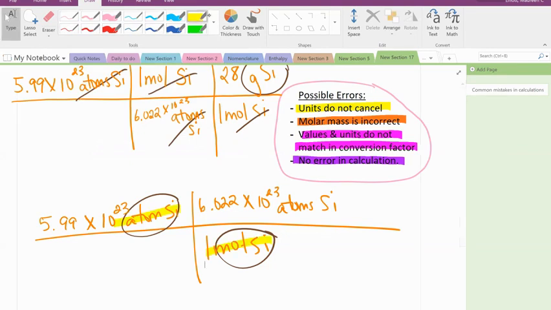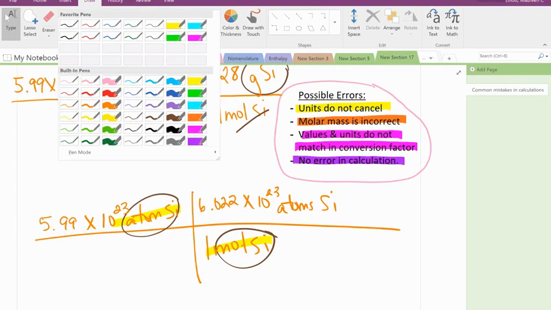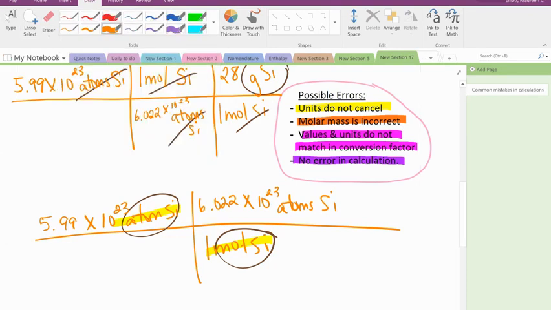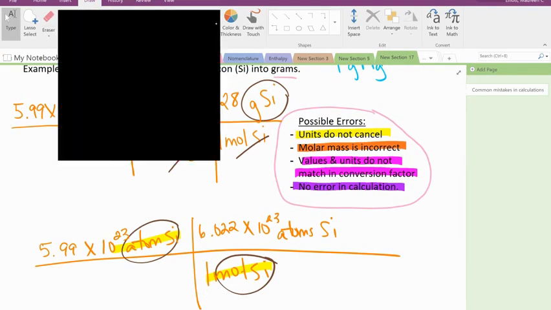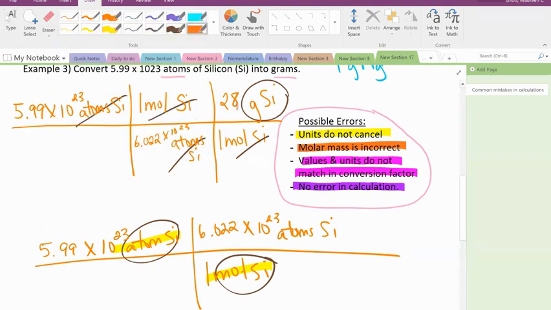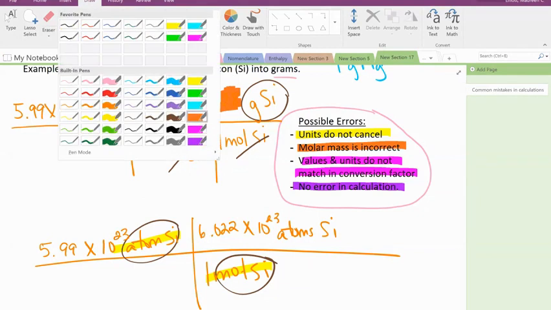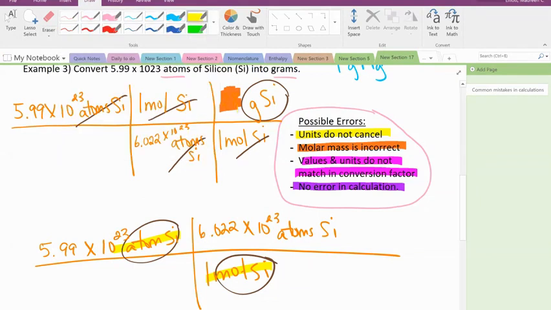Another possibility is the molar mass is incorrect. So if we walk through that one, we said that silicon had a mass of 28 grams. But maybe instead of 28, I'll pick a slightly different color so it's easier to see. Still can't see very well, but let's say that I use the number 35, for example. I use something different that didn't represent silicon. That would be an example of the molar mass being wrong.